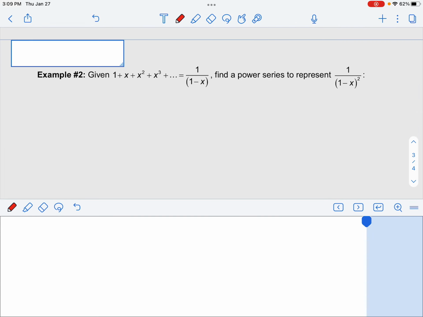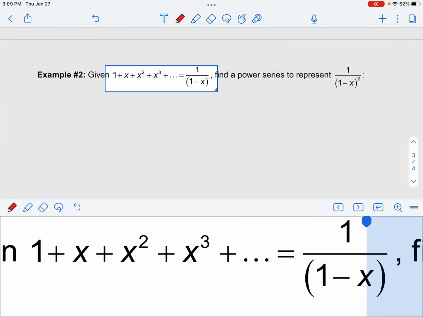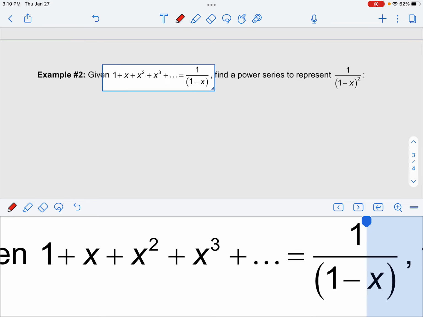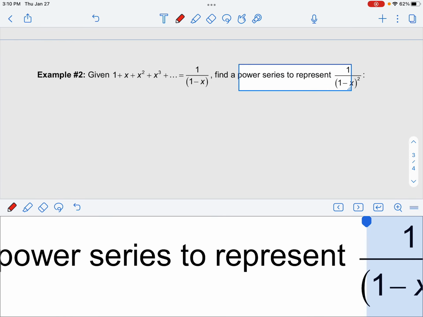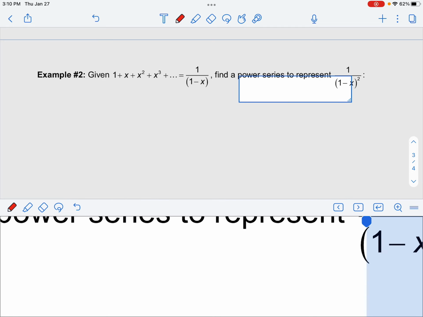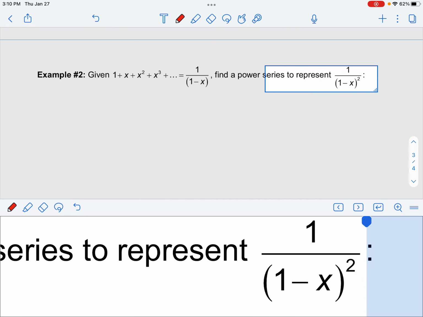Okay, let's take a look at example 2. Example 2 says given 1 plus x plus x squared plus x cubed plus ... equals 1 over 1 minus x, which makes sense, right? Because a sub 1 is 1 and we're multiplying by x every time. It says find a power series to represent 1 over 1 minus x squared. That's a little weird, okay?